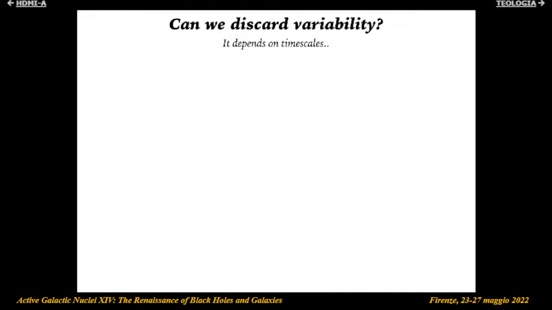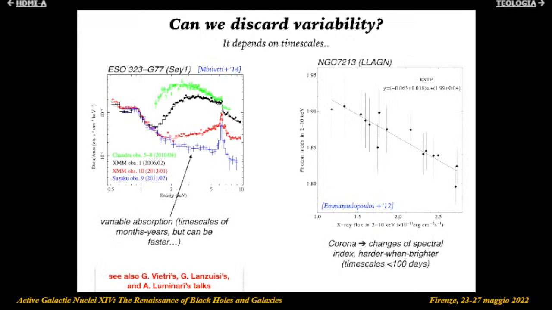Okay, so the next point is whether or not we can discard variability, because sometimes we are faced with the problem of having not enough counts. So the best thing to analyze our data would be to average over long time scales, and this might be a problem if the object is variable. So of course, whether or not we can discard variability depends on the time scales that we need to sample.